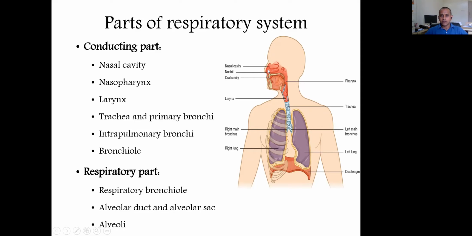So the air, after the nasal cavity, goes into the nasopharynx. From here, it has to enter into the larynx. There is an opening in the larynx which is guarded by the epiglottis. This cartilage that you can see is the epiglottis, which prevents the entry of food into the larynx.